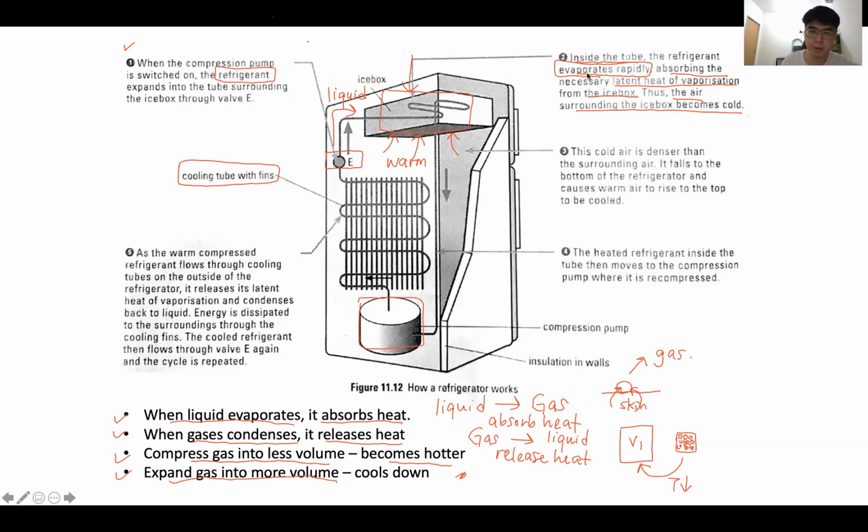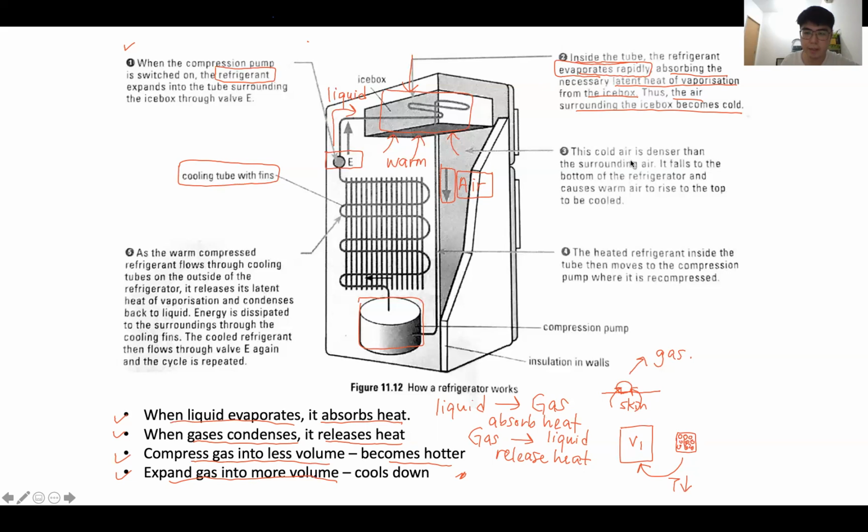Now, when it absorbs heat, it evaporates. So meaning that coming out from this tube, you see this arrow down, it becomes gas already, because it has already evaporated. This refrigerant is in the form of gas. And what happened?